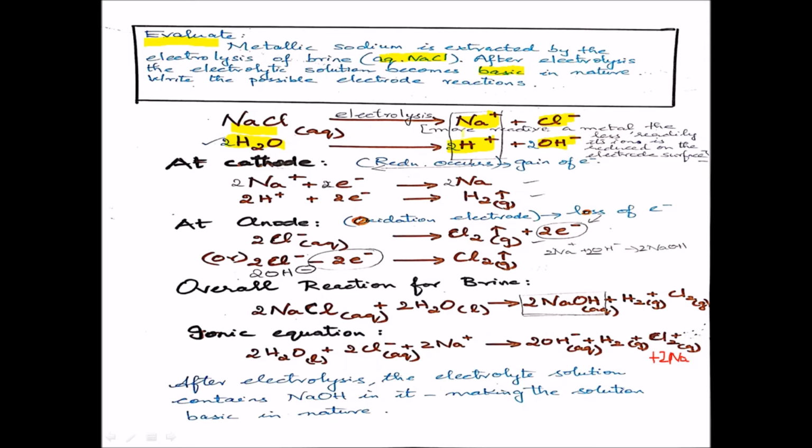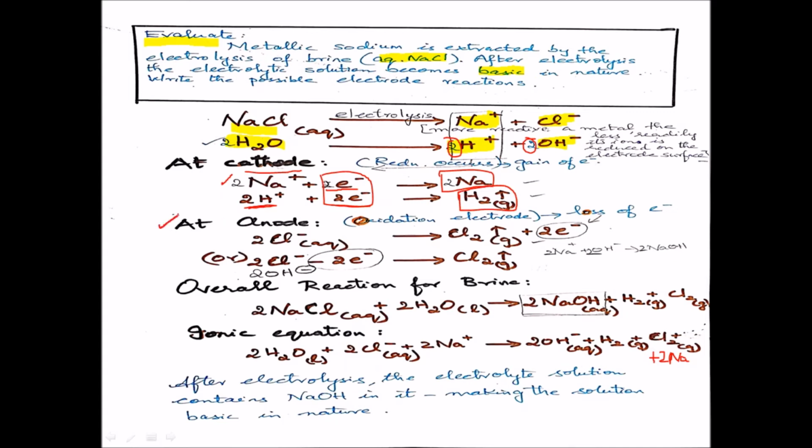So the protons are written as 2H+, and to balance the equation we write 2H2O, which on electrolysis splits up into 2H+ plus 2OH-. The positively charged Na+ ions and the protons will go to the cathode where reduction occurs due to the gain of electrons. The two sodium ions will take up 2 electrons and form 2Na, which is metallic sodium. Similarly, the two protons gain 2 electrons and form hydrogen gas, which is evolved at the cathode.